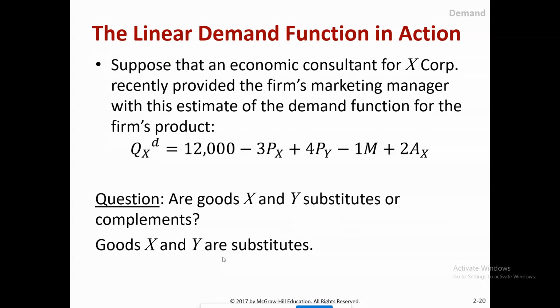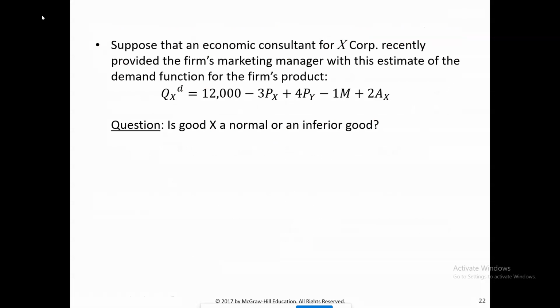All right, so when price of Y increases, that will increase quantity demanded for X. They are substitutes, just like Coca-Cola and Pepsi. Now, is X a normal or an inferior good? Normal goods means income and demand move in the same direction. Your income is higher, you purchase more of the products.